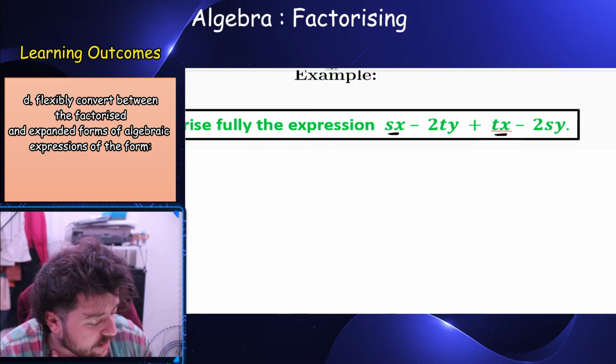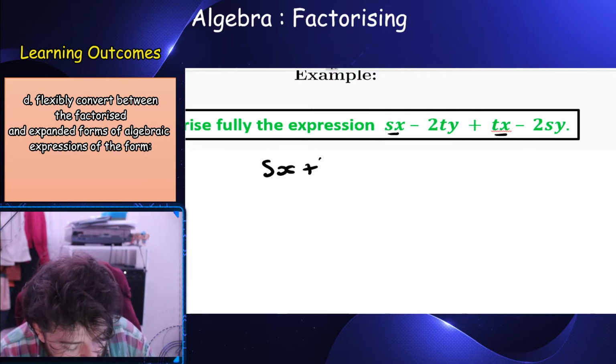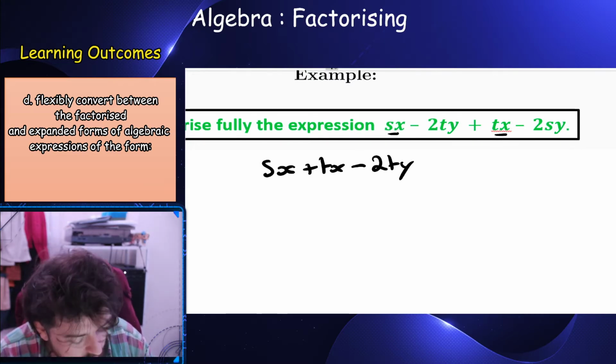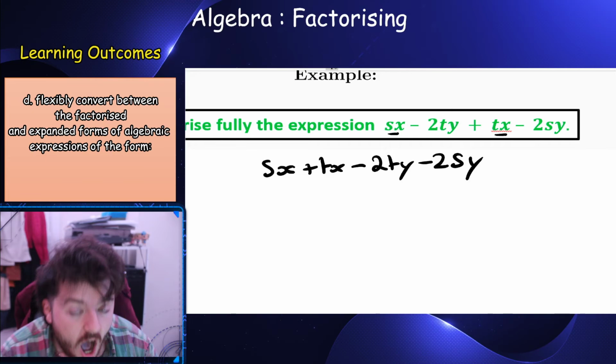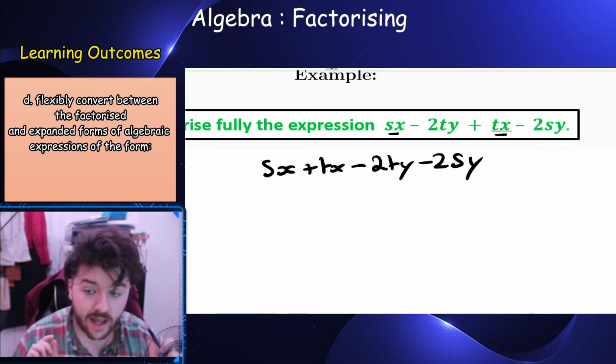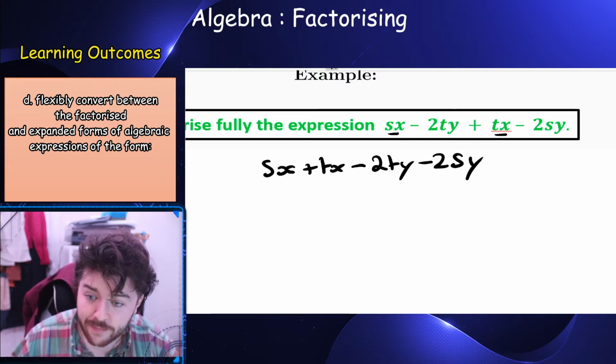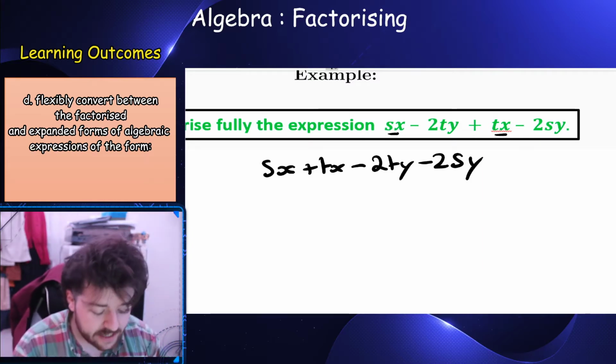So I'm literally just rewriting the expression. So I have Sx plus Tx minus 2Ty minus 2Sy. I'm just rewriting it. So I'm not changing anything, I'm just rewriting it. You know, like how 2 times 3 is the same as 3 times 2. You know what I mean? Same thing, different shapes.